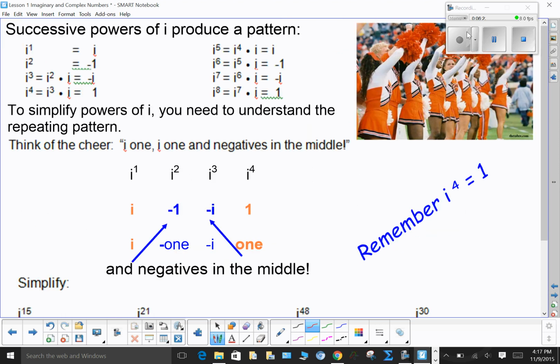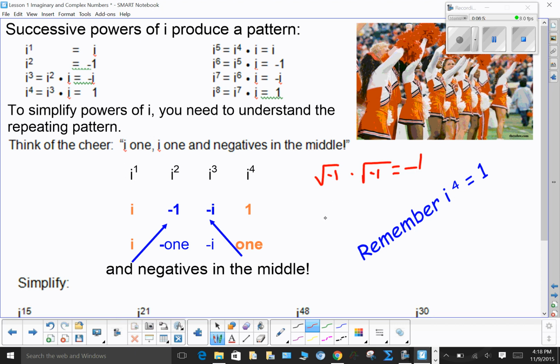Now, how do we simplify something? Well, we have successive powers of i that actually produce a pattern. i to the first is just i. i squared, well, think about this. If I have the square root of -1 times the square root of -1, that gives me -1. Therefore, i squared is -1.